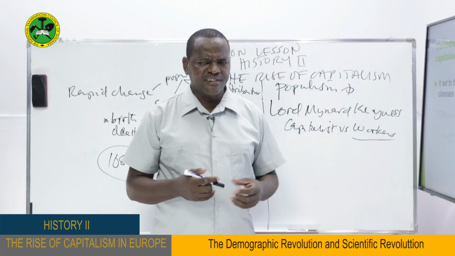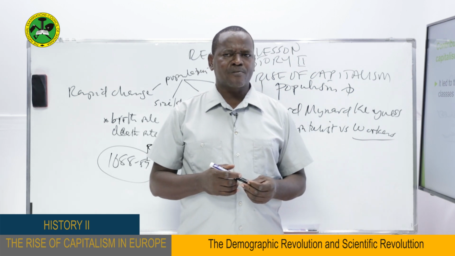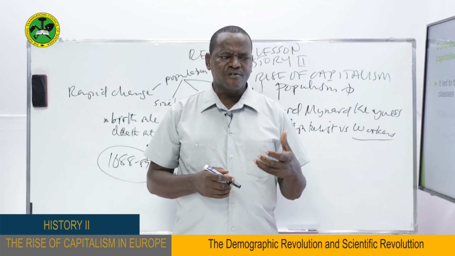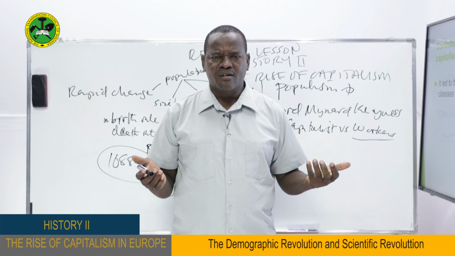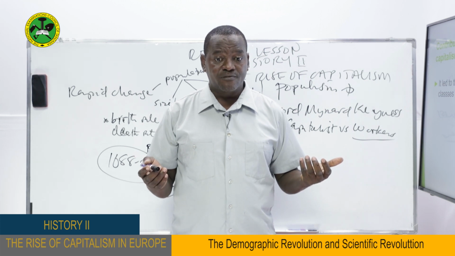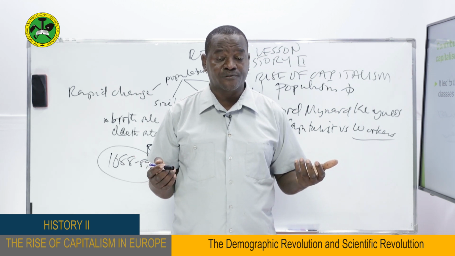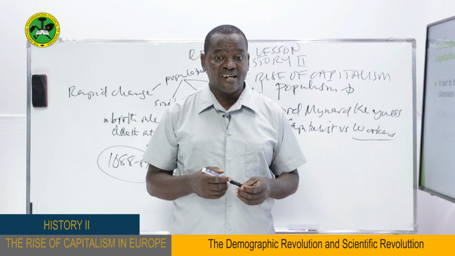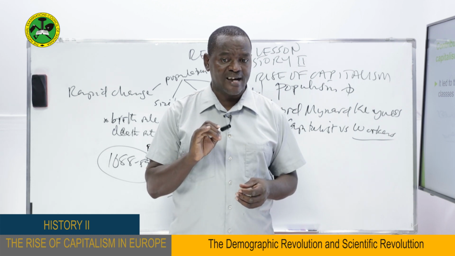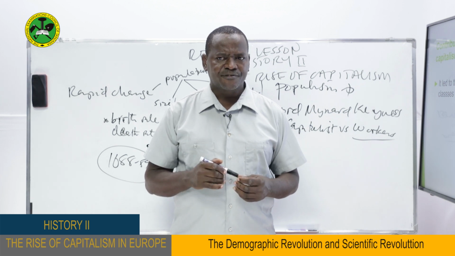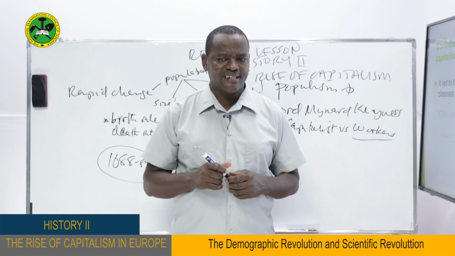Remember, increasing population has made people start to move from the rural area to the urban area because there was not enough land for these people to work on. So they had to look for another alternative for their survival. The only option these people had was to sell their labor power. They had to become workers. So they became workers because population had increased.